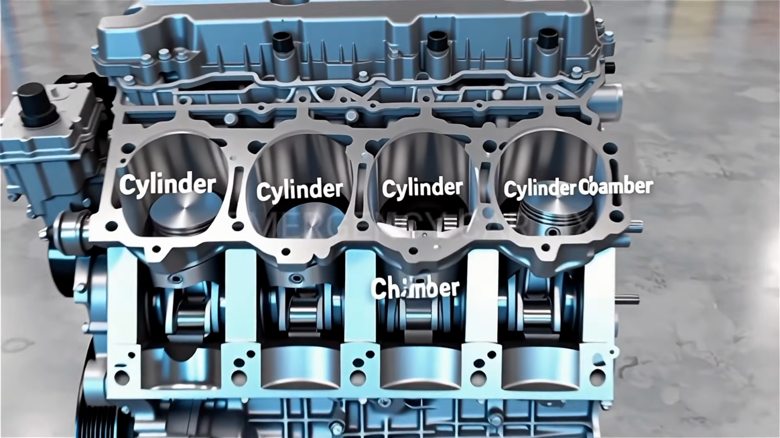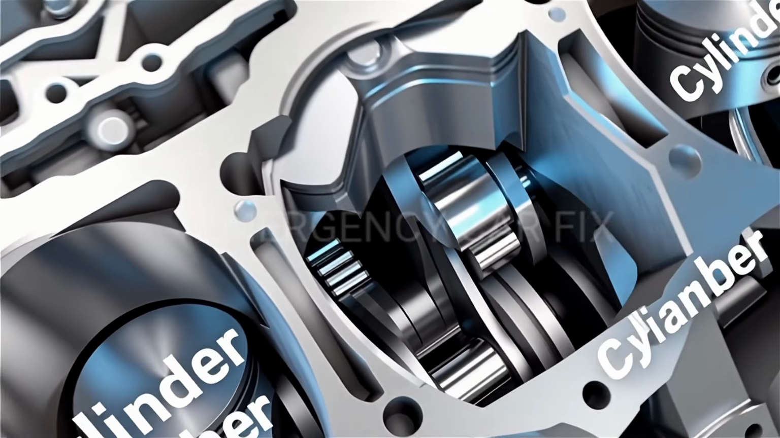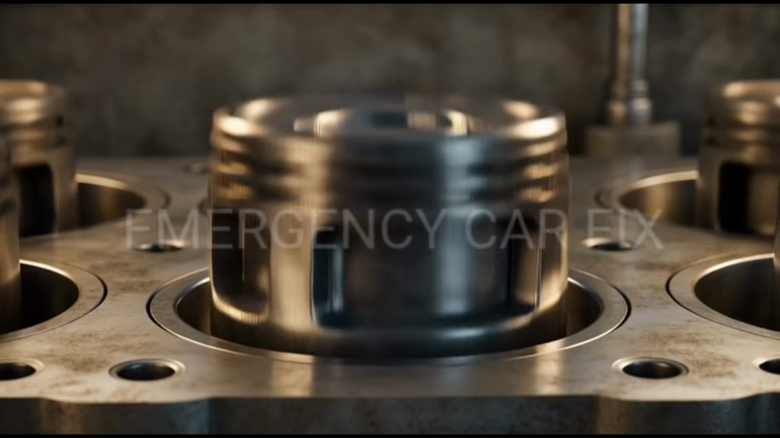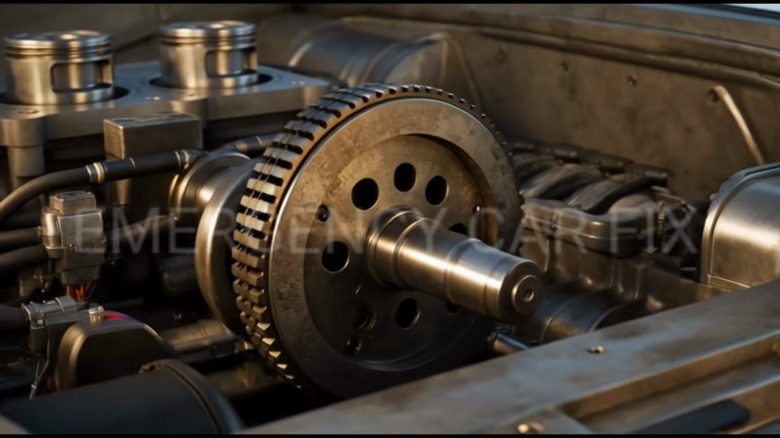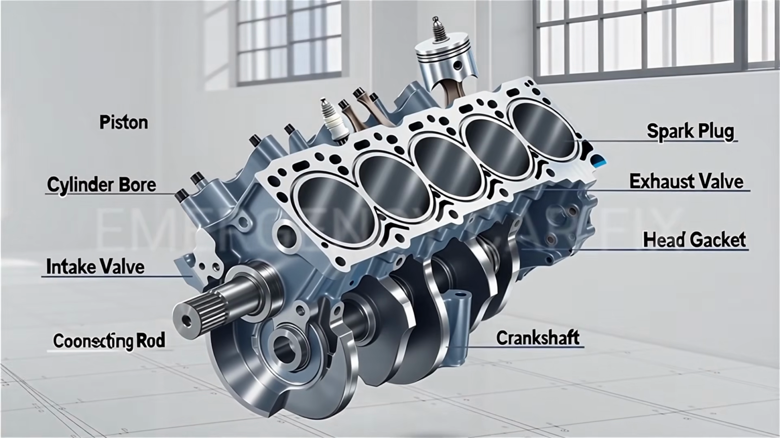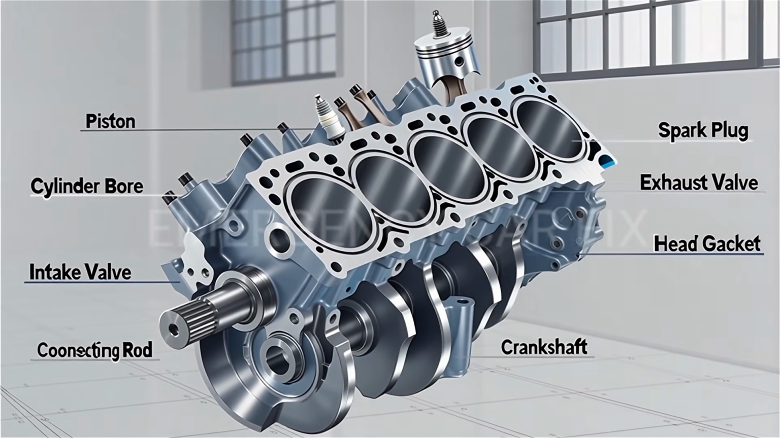Number 3. Cylinders. Cylinders are hollow chambers inside the engine block where fuel and air mix and ignite, allowing pistons to move up and down, creating the force necessary to rotate the crankshaft and produce usable mechanical power efficiently for vehicles daily.